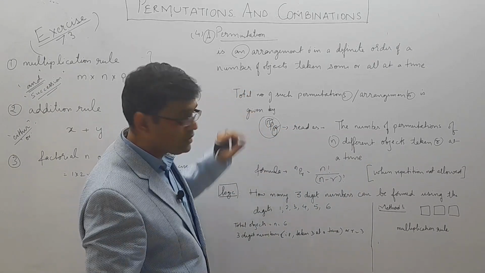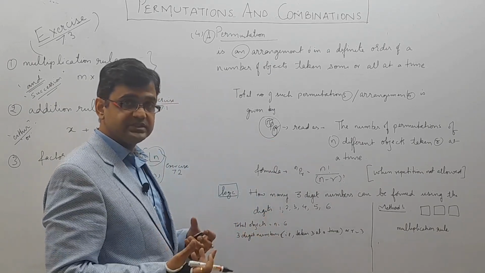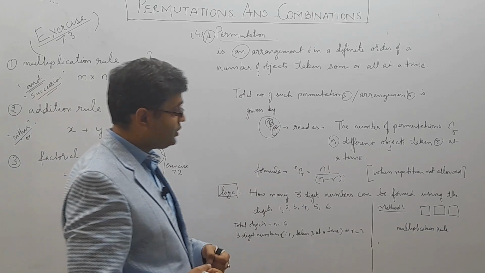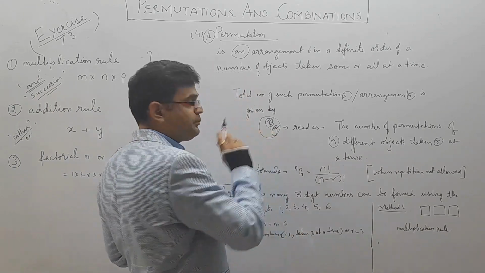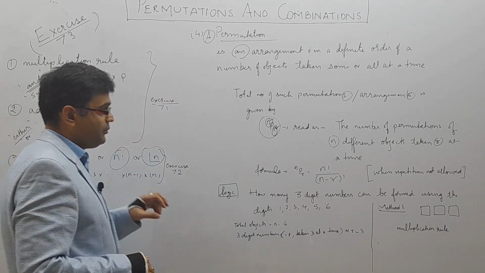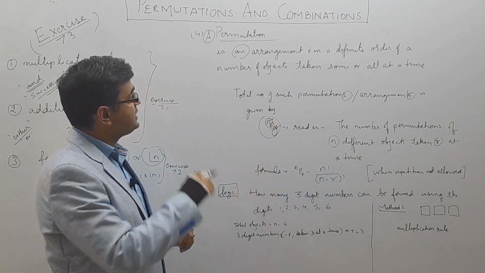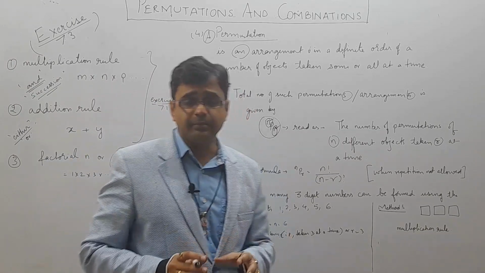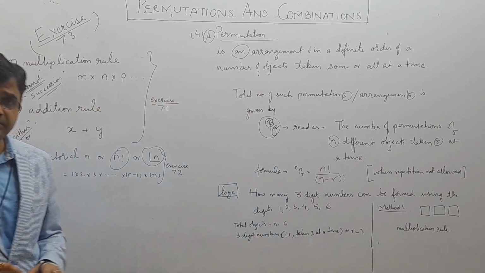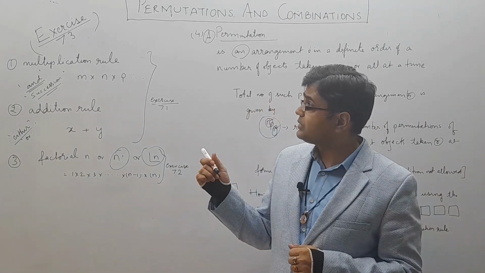So these are the total number of objects, and how many of these objects are taken at a time for this arrangement is given by r. So let us see an example of this and then you will get more clarity into what I am saying. Right now I am just giving a concept. Permutation simply means arrangement, and this is what we have done in the multiplication rule as well.